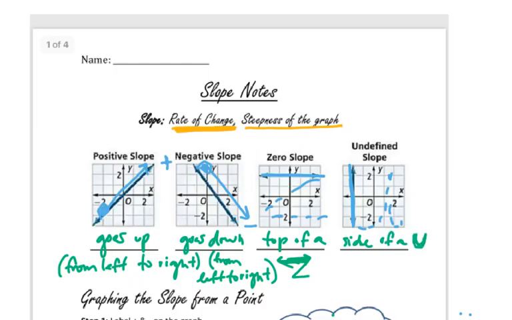Very easy. So those are the 4 types of slope. Positive means it goes up. Negative means it drops down. 0 looks like the top of a Z. Undefined looks like the side of a U. All very easy. Those are my 4 types of slope.